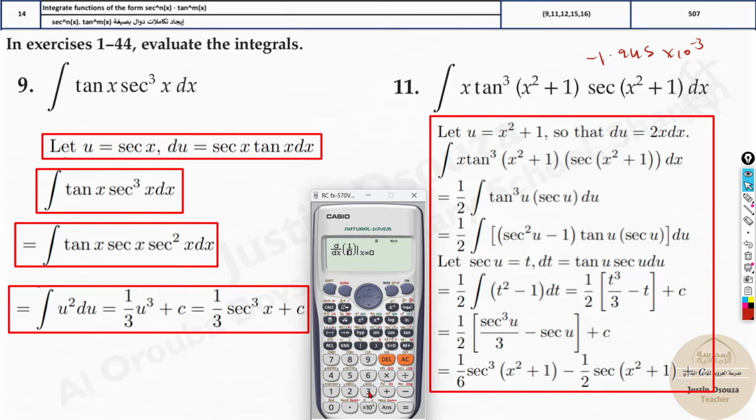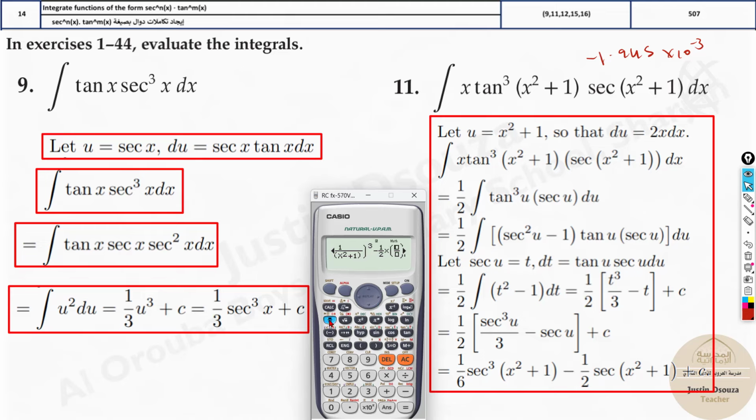So it is 1 divided by 6 here, multiplied by, open the bracket, 1 divided by cosine of x squared plus 1, close the bracket, and close that bracket over here and cube it because it's power 3. And then we have to subtract 1 by 2, multiplied with secant.